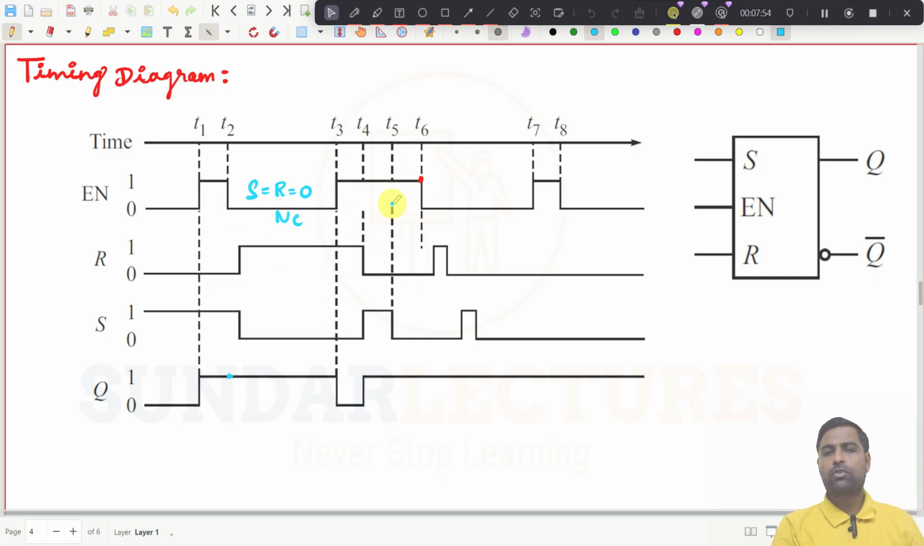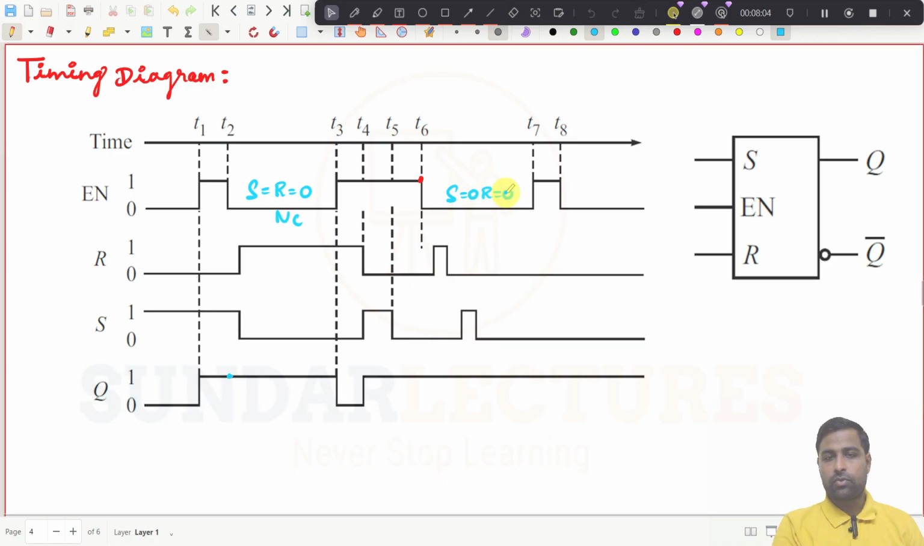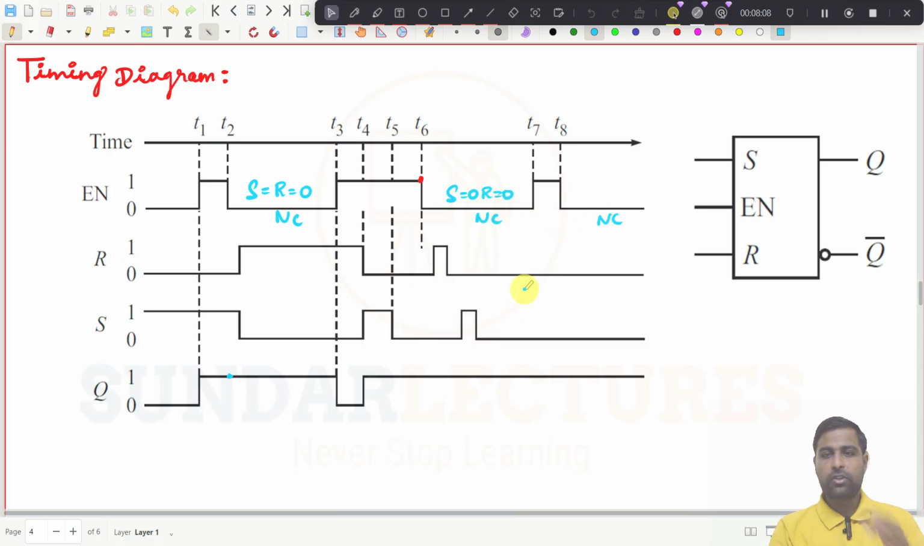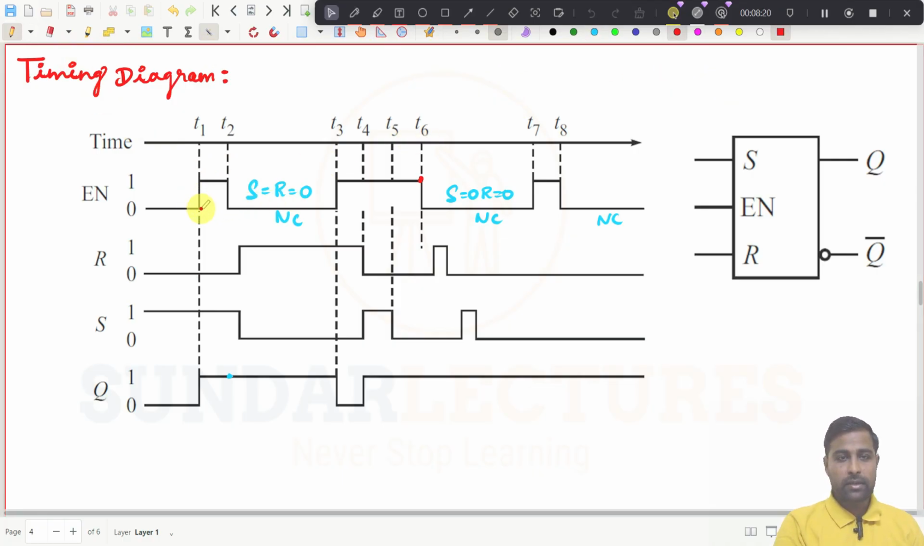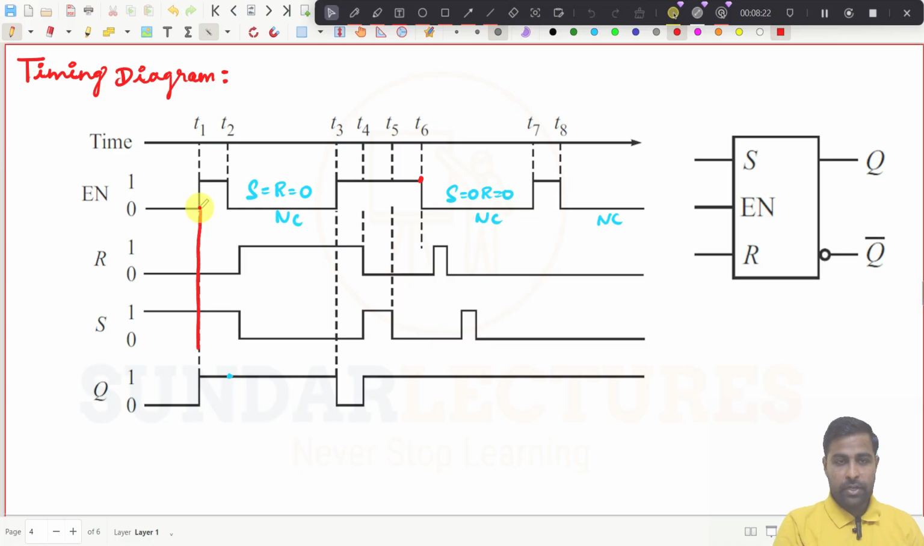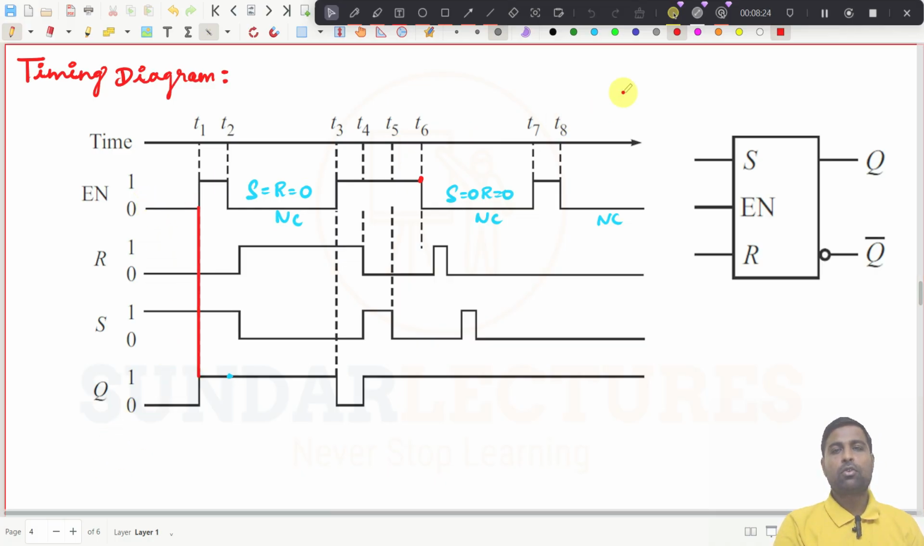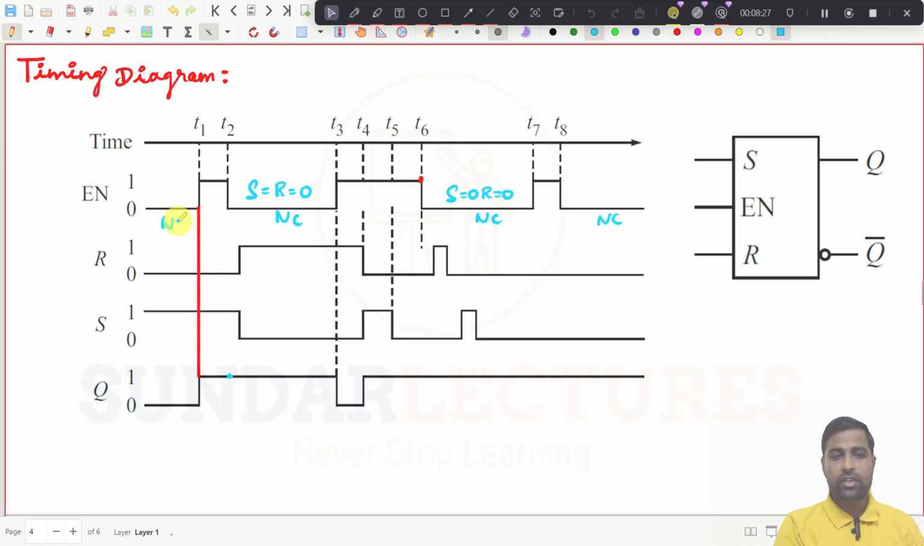And enable is 1 now, so the SR latch will look for what is the value of S and what is the input for R, and this is S is equal to 0, R is equal to 0. So this is also no change condition, this is also no change condition. You know these kind of things, right? So what we will do now, we will see only these conditions, until this point. So this is also no change condition. Can you understand?